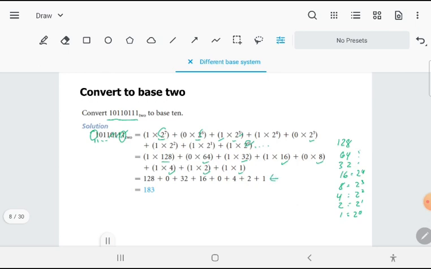So getting the sum, you will be getting 183. That means the base 2 numeral 10110111 is equal to 183, base 10.